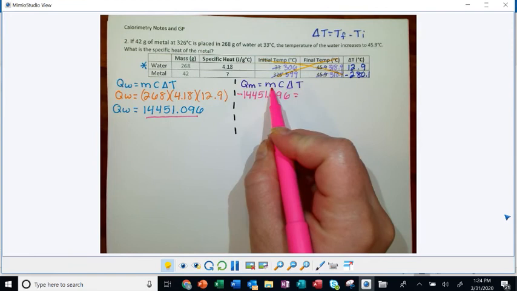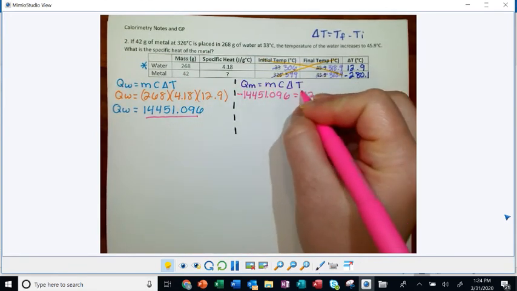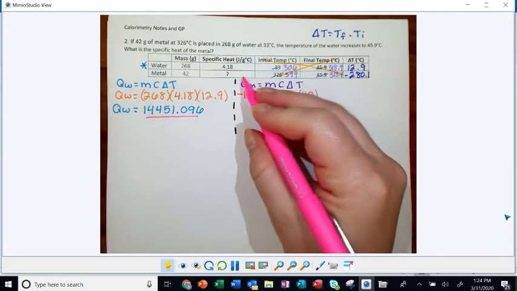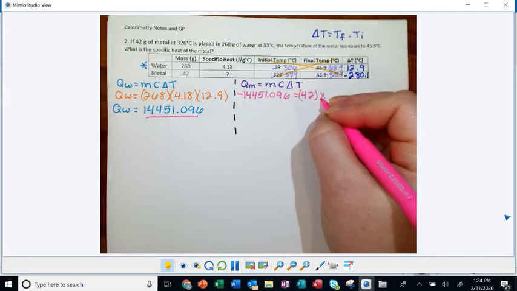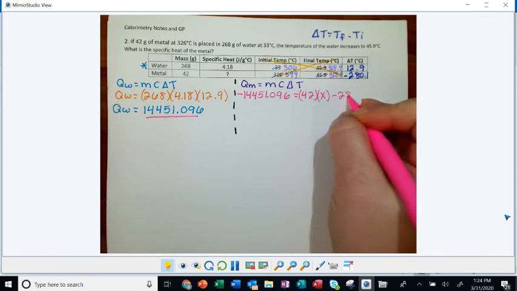So we're going to take the M of the metal, which is 42. The C of the metal, which is what I'm looking for. Delta T of the metal, negative 280.1.